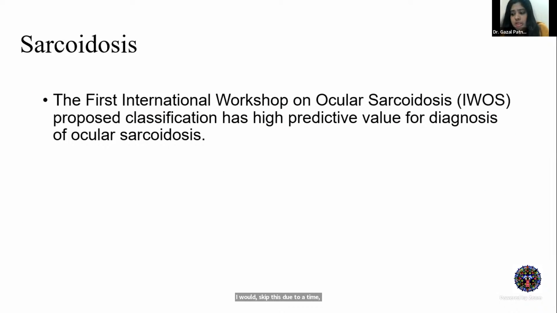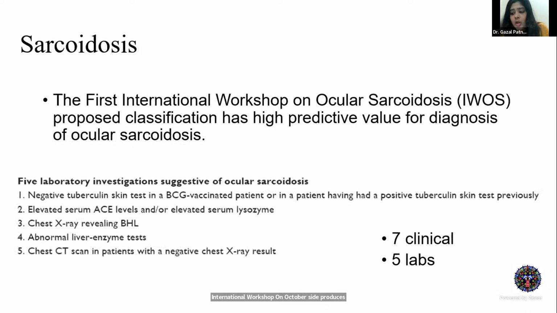Coming to the second most common, that is sarcoidosis. The first international workshop on ocular sarcoidosis proposed 7 clinical signs and 5 lab parameters to diagnose ocular sarcoidosis. This has high predictive value in case of ocular sarcoidosis. A negative tuberculin test is an important biomarker, especially in countries where BCG vaccination is performed routinely. Serum angiotensin converting enzyme and serum lysozyme measure the same parameter, that is macrophage load secreted by the sarcoid granuloma. However, serum ACE can be raised in various other pathological conditions and even in children.